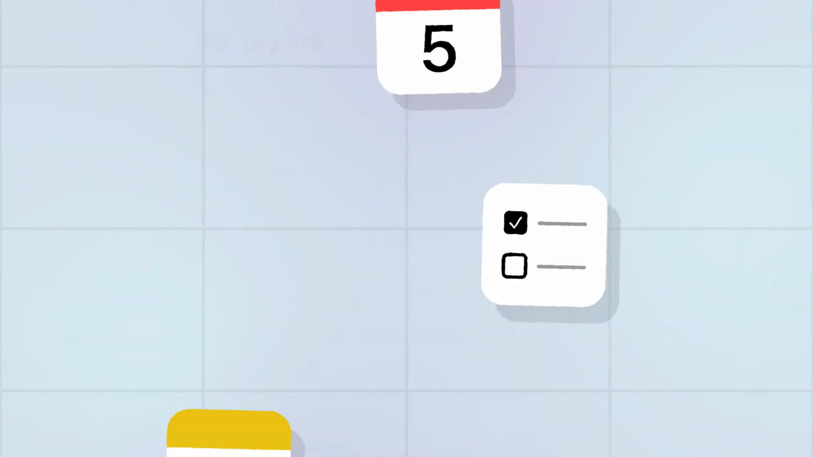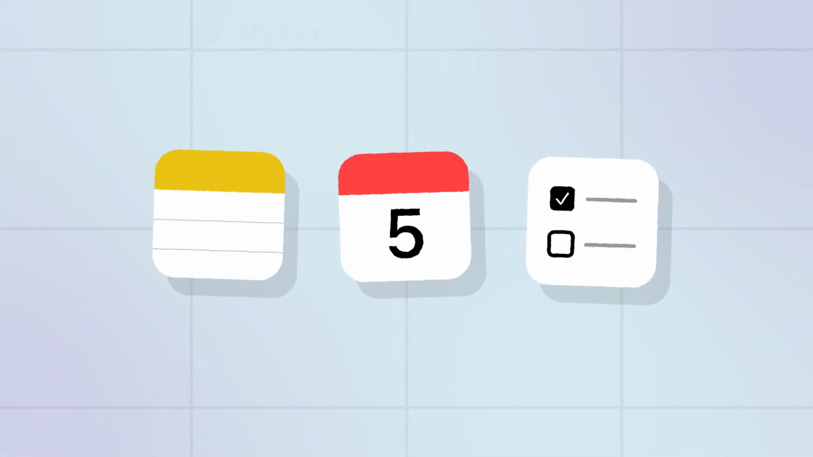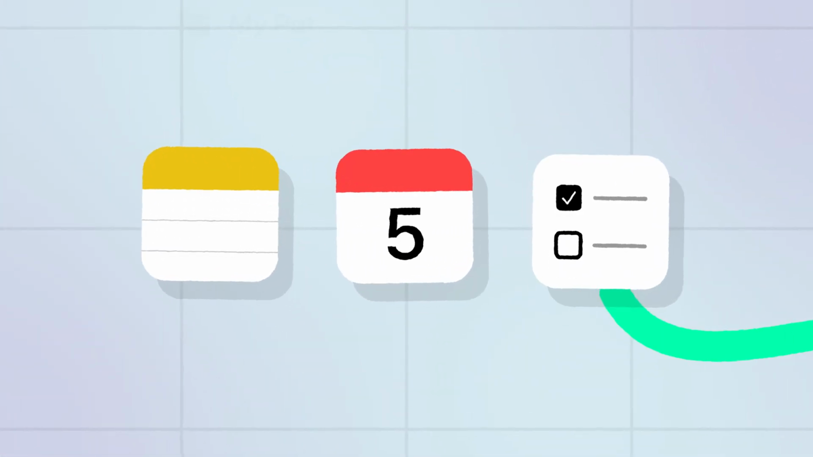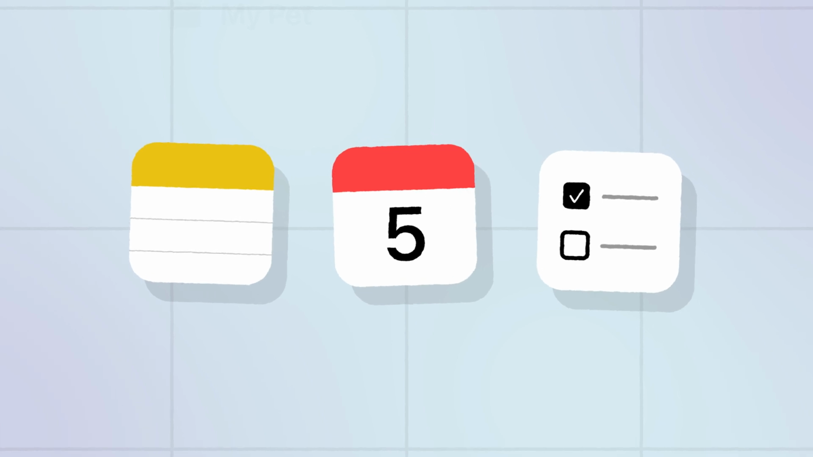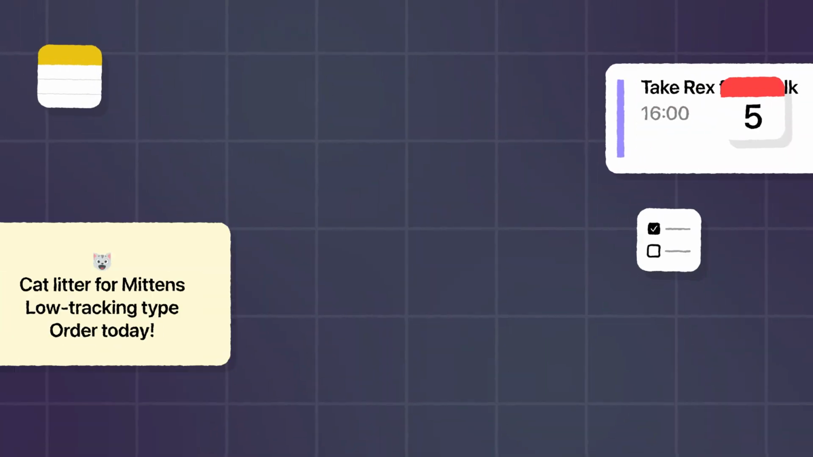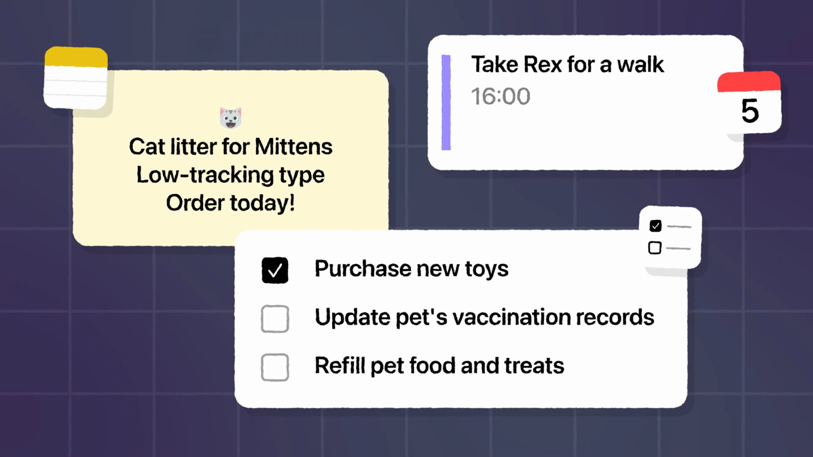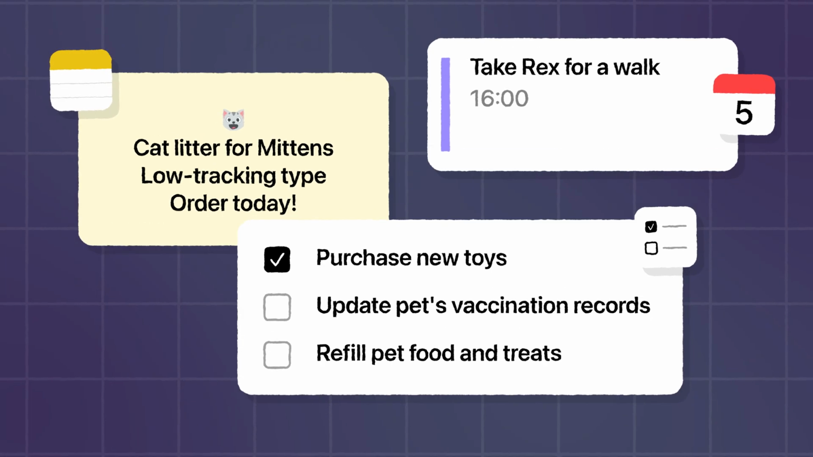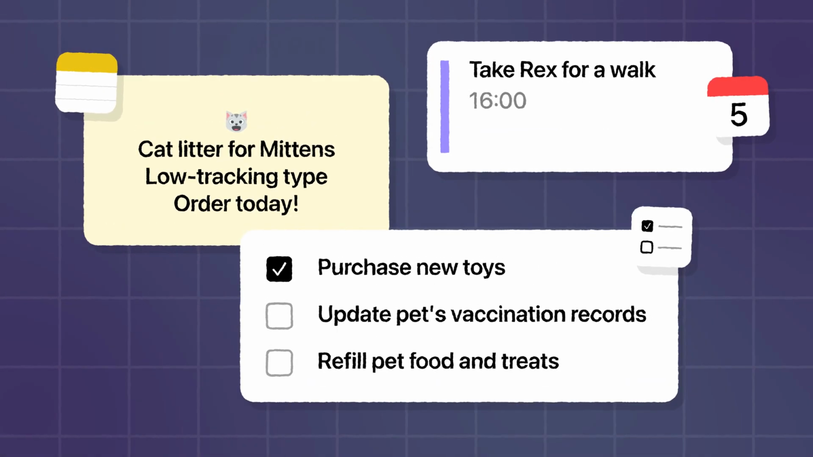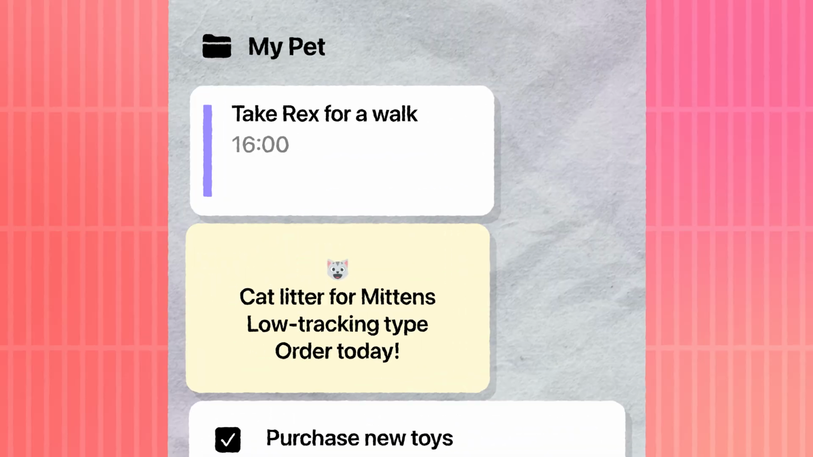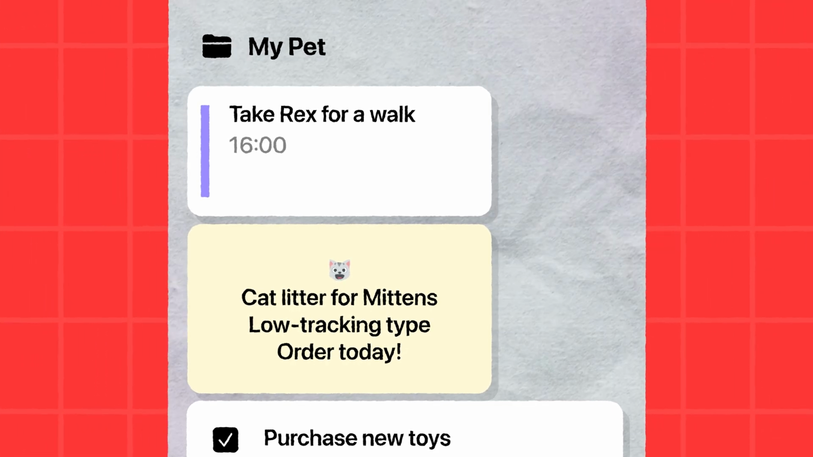Have you ever wondered why we need different tools just to keep track of things? And why do we have to split up notes about the same thing, like notes, events, and reminders about your pets? Why not just create a dedicated folder for your pet and keep everything neatly organized in one place?